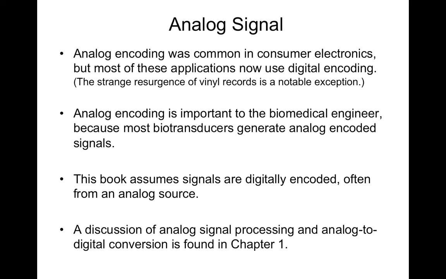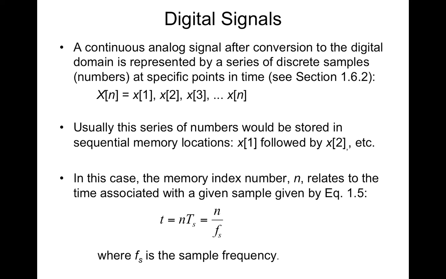Basically, when you change an analog signal to a digital signal, you're doing two things. First of all, you're allowing it to occupy only discrete levels in amplitude, and then you're sampling it at specific times. So digital signals basically give you a function that is given at specific points in time. It's usually stored in some kind of sequential memory location. In MATLAB, we tend to store this kind of data set as an array.